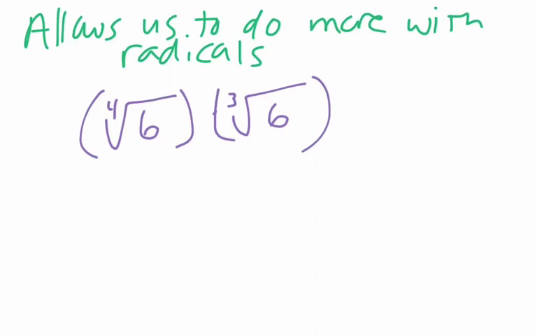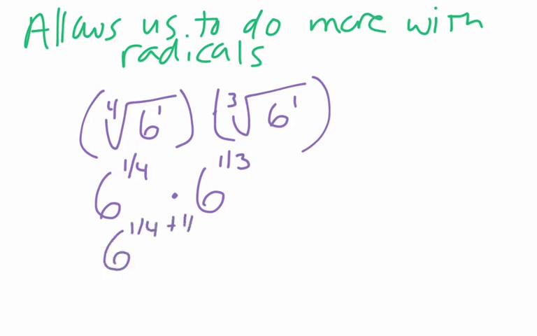So we've got the 4th root of x times the cube root of x. So I'm going to go ahead and change that. Remember, the exponent on the 6's is 1. So this will be 6 to the 1/4 times 6 to the 1/3. And we don't have a way of multiplying the radicals, but we do have a way of multiplying the like bases using the exponents. And we know that we will add those exponents together.